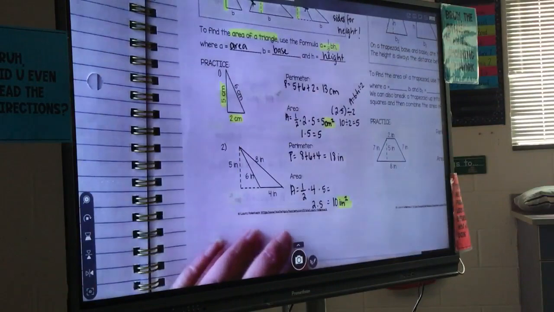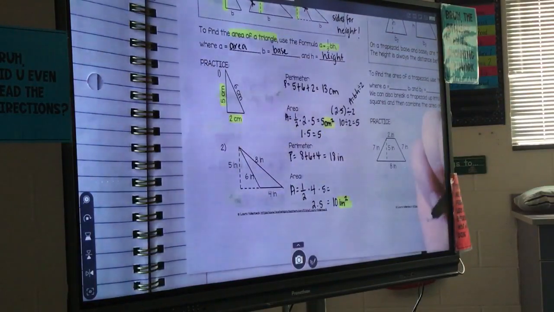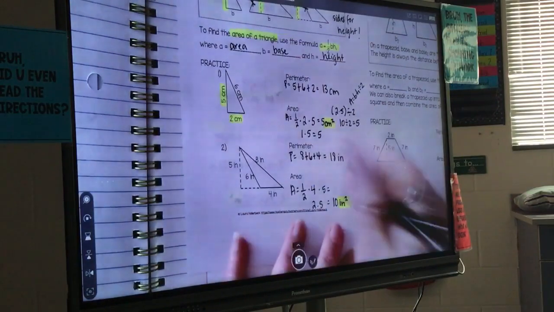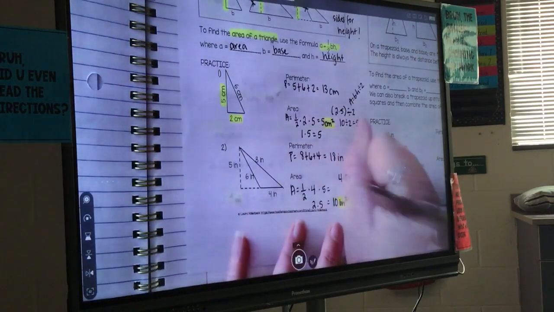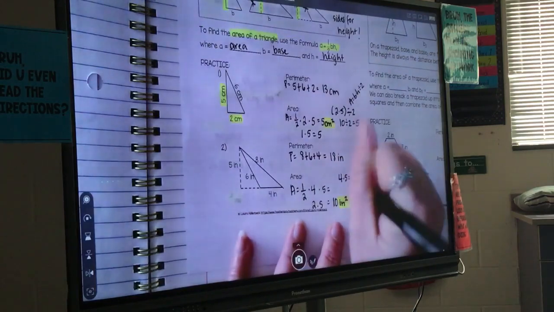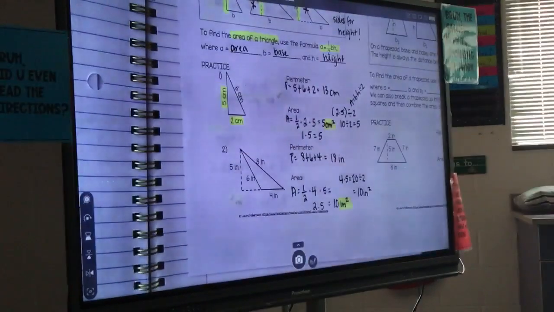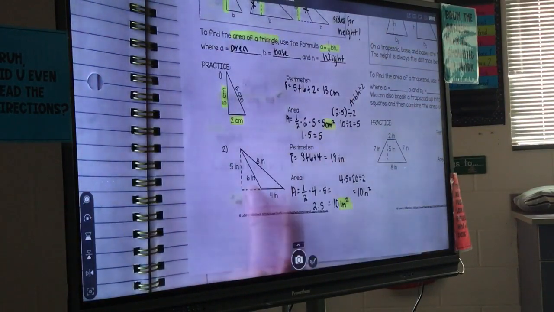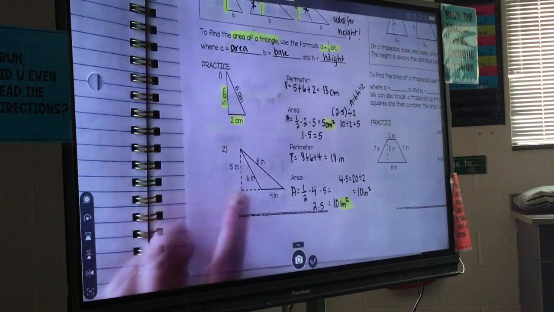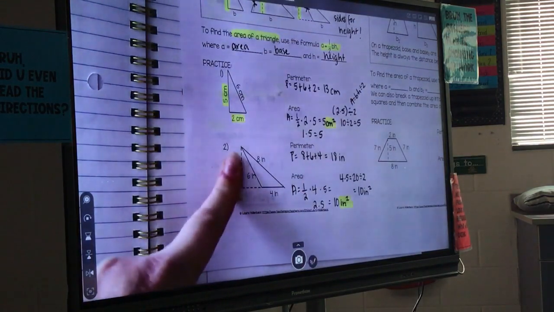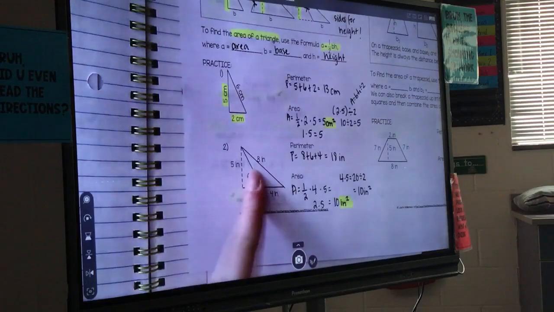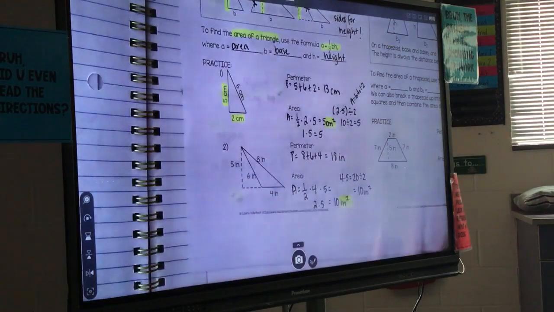All right, how many of you guys use the base times height divided by 2? Anybody? Okay, so when you did base times height, you did 4 times 5, which gave you 20. And you divide that by 2, you get 10 inches squared. So again, either way, I'm okay with. I don't care, but I need you to understand both. All right, how do we do with that one? How many of you guys got tricked up on the 6 and the 5? Okay, gotta be careful with that. So remember, when you're finding perimeter, you don't use the height. When you're finding area, you don't use the slant. Okay, slide over. Last one, trapezoid.